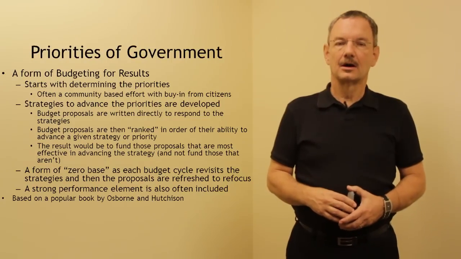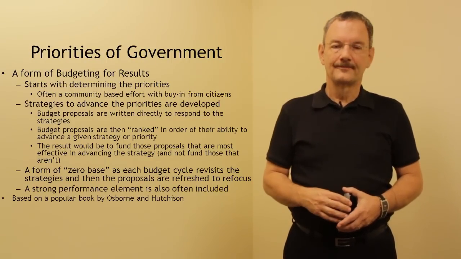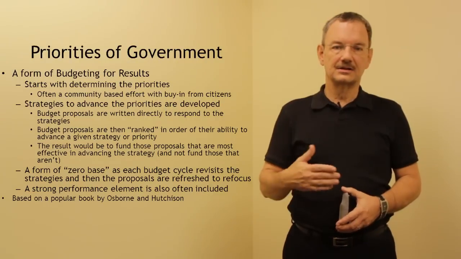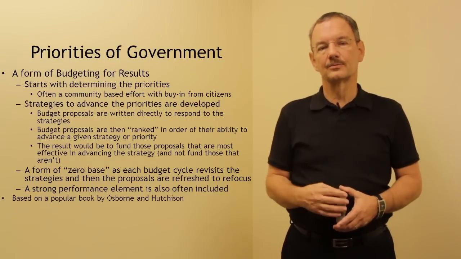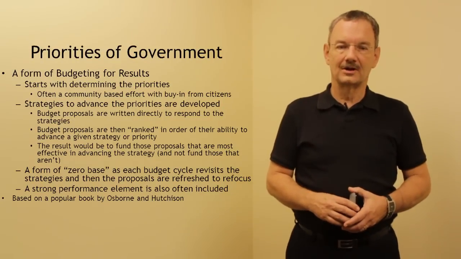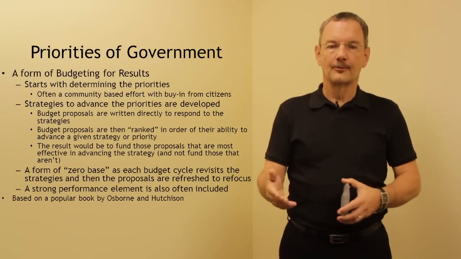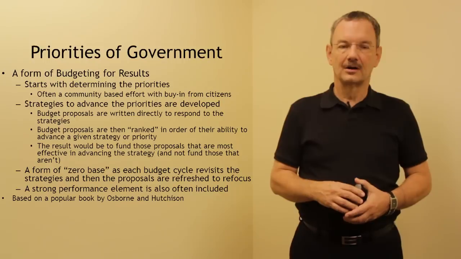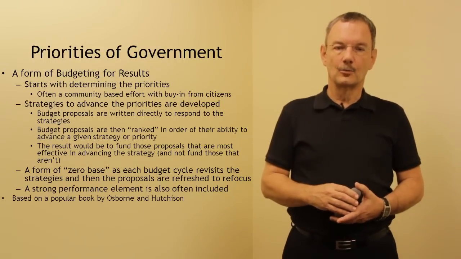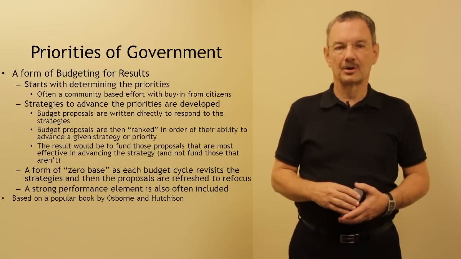The priorities are identified through a community process, and the results around those priorities are then informed by strategies, and those strategies are informed by activities and programs. And so again, you can kind of see a bridge between the budgeting for outcomes and the price of government, kind of resulting in a budgeting for outcomes, price of government kind of a budget model that's becoming more and more popular with the more progressive communities.